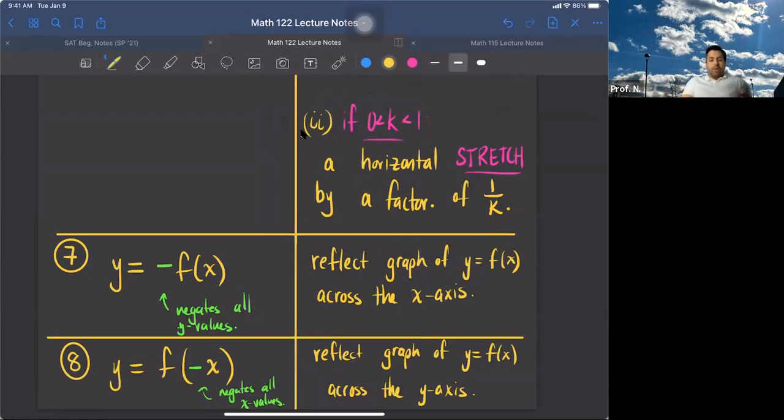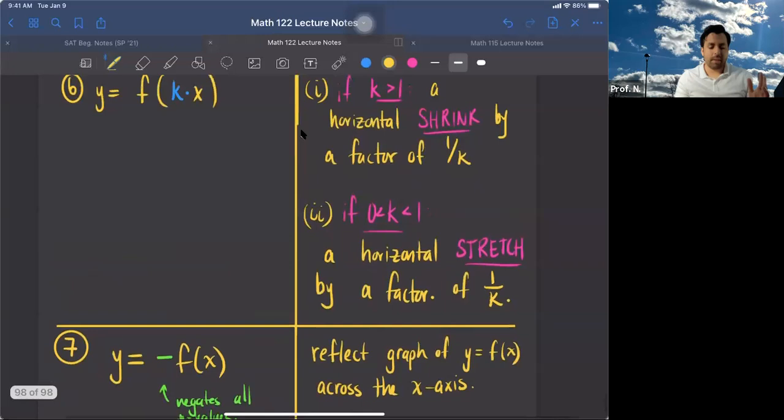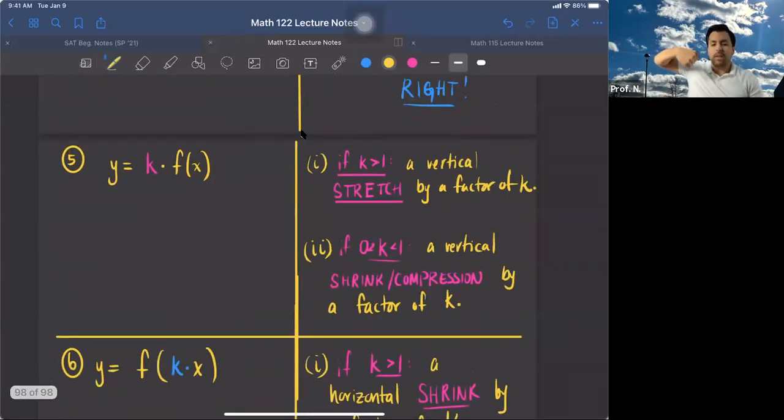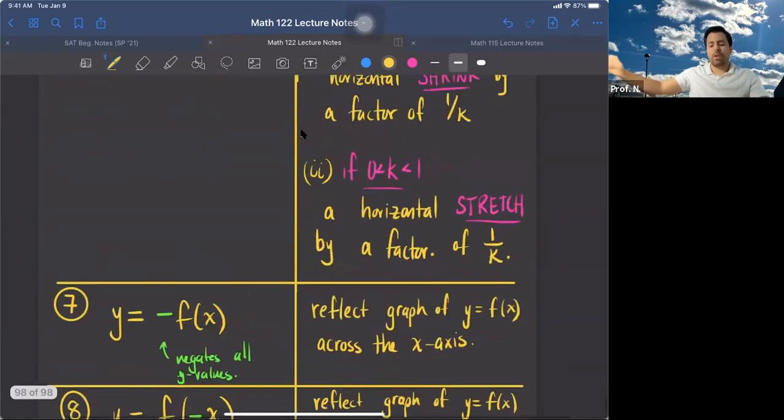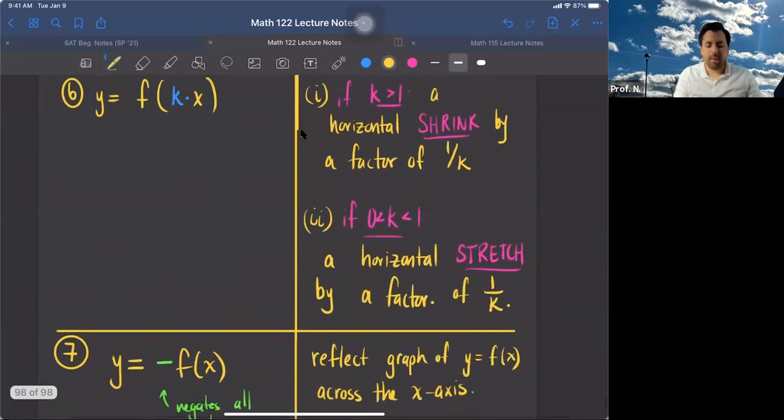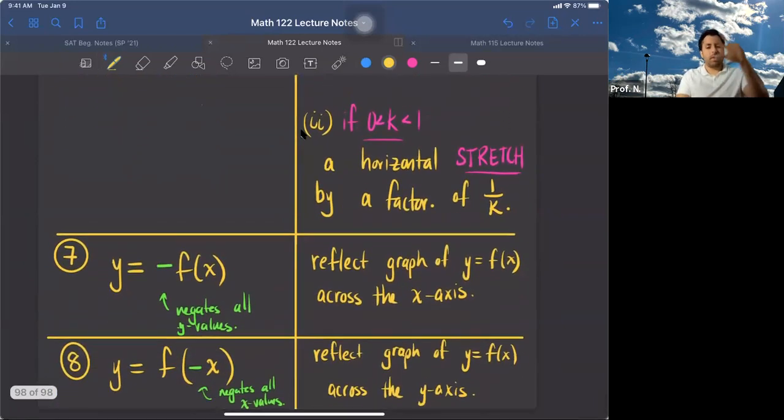So here we have all of the commands. We have the vertical shift commands. We have the horizontal shift commands. We have the vertical stretch or vertical shrink commands. We have the horizontal stretch and the horizontal shrink commands. And we have the reflect command across the x-axis, and then the reflect command across the y-axis. So far we have the algebraic commands with their graphical effect.